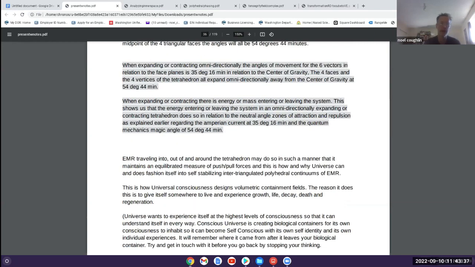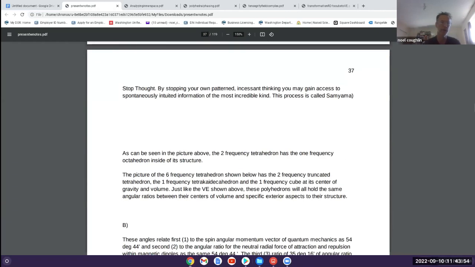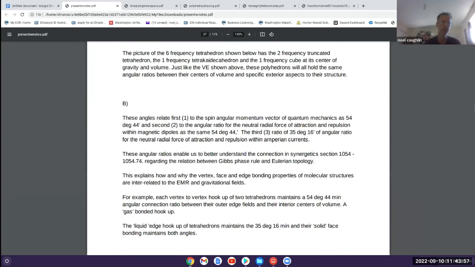When expanding or contracting, there's energy or mass entering or leaving the system. This shows that the energy entering or leaving the system in an omnidirectionally expanding or contracting tetrahedron does so in relation to the neutral angle zones of attraction and repulsion that we've been speaking of. There's probably a lot of important stuff here, but I know we want to get done by the hour. So let me go ahead and move through here.